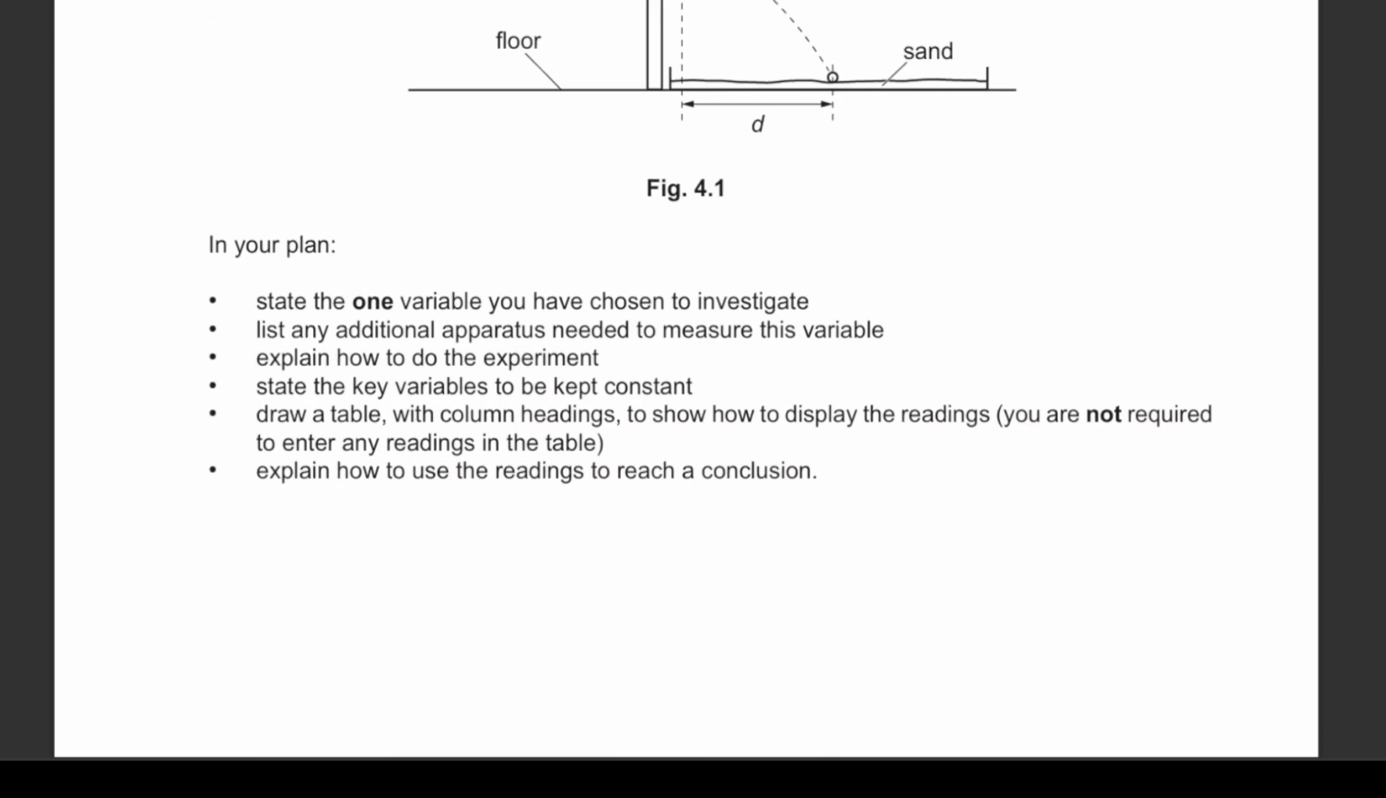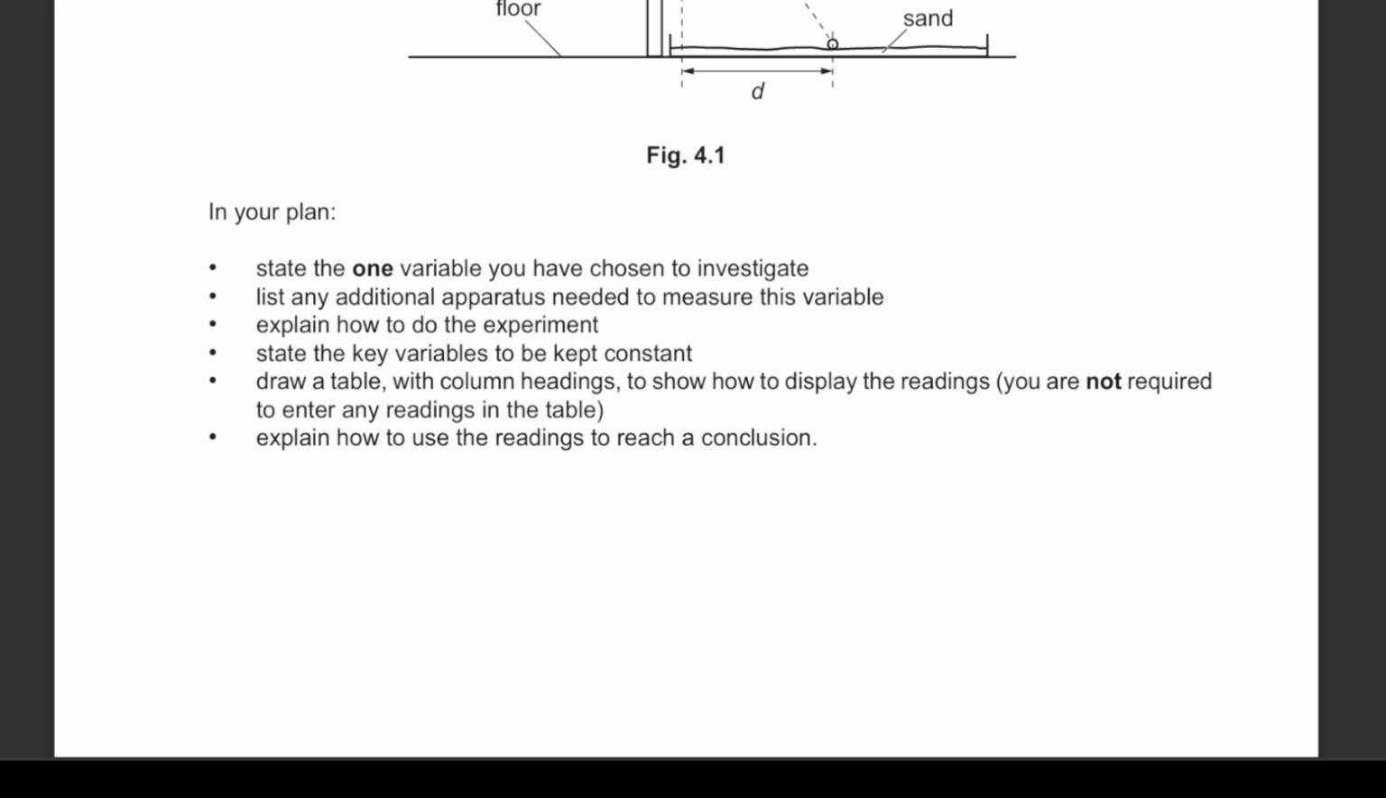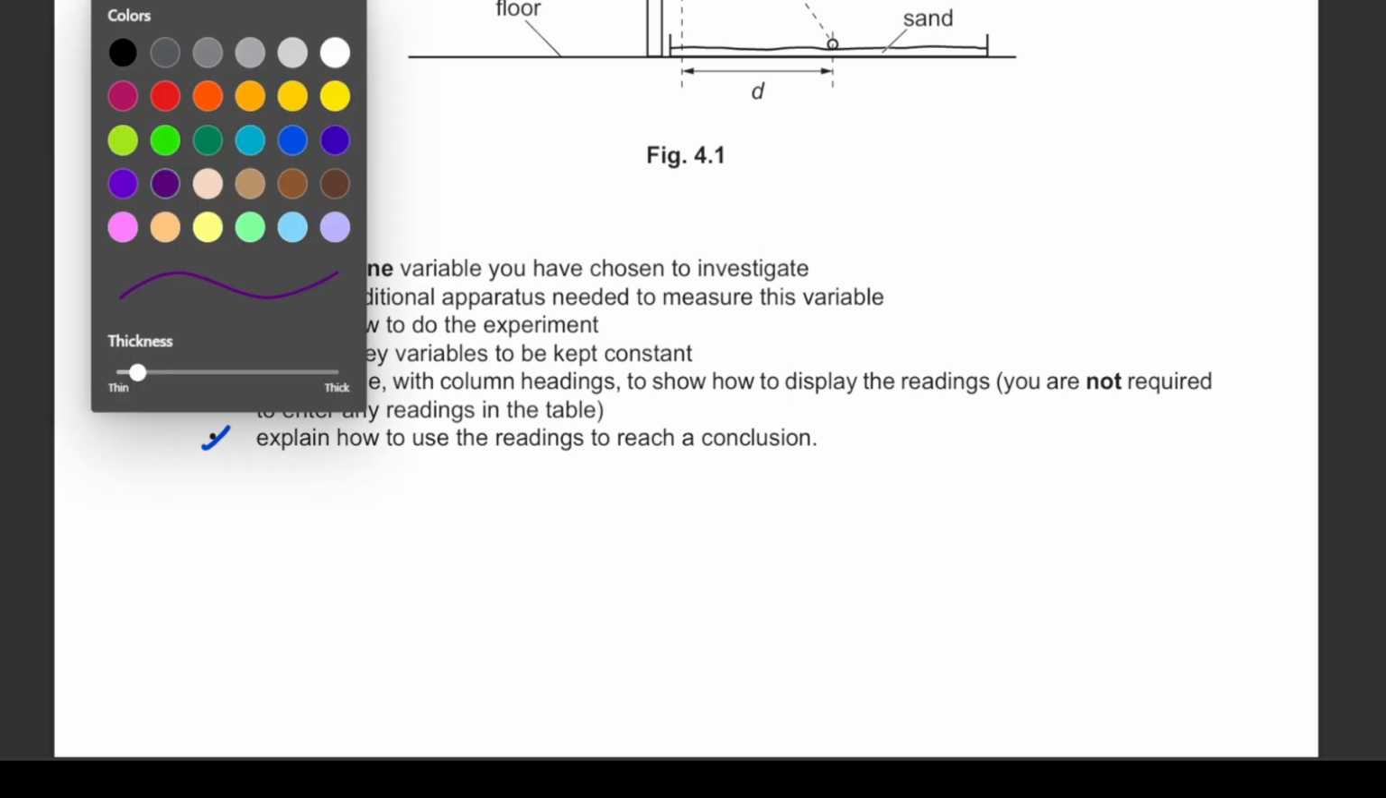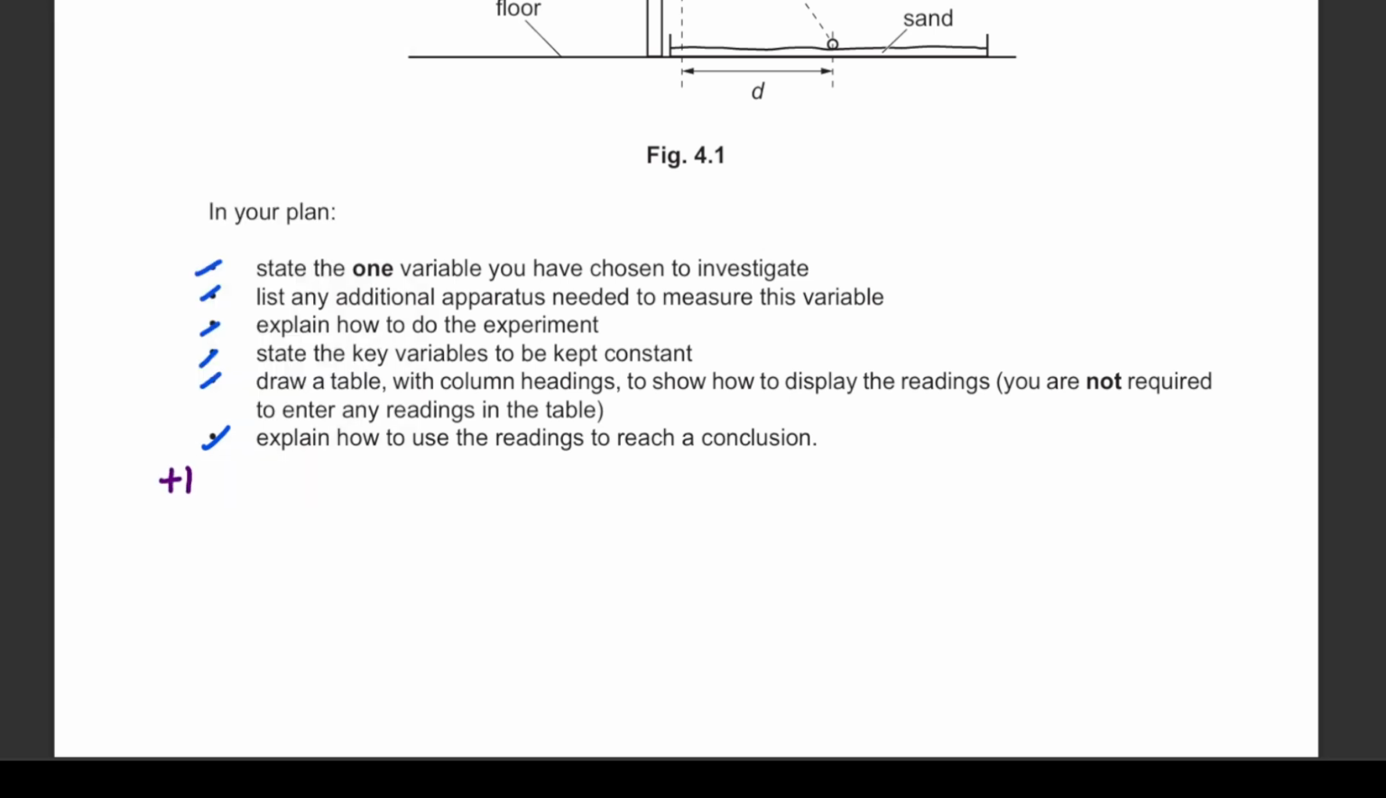Okay, so in your plan, now again, as in my previous explanations, if you just simply answer these questions, you are generally set for the whole paper. Apart from them, just add one safety precaution, safety measure, or just a little bit of tiny detail that will help the examiner understand that you actually have thought really hard about this. Okay, so state one variable you have chosen to investigate.